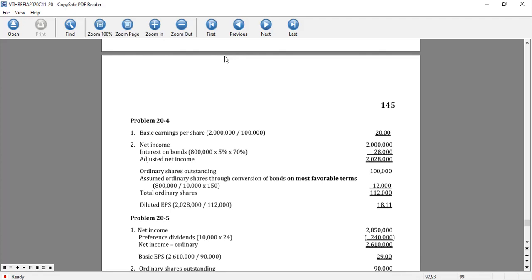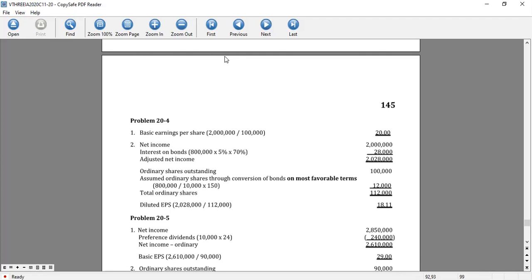No conversion has taken place during the current year. The interest on the convertible loan is allowable for a tax relief of 30%.